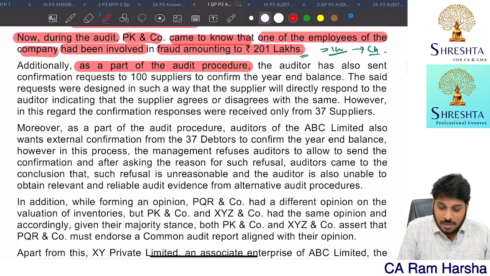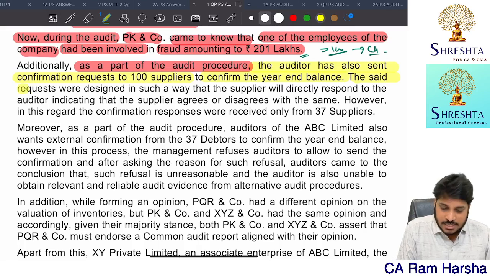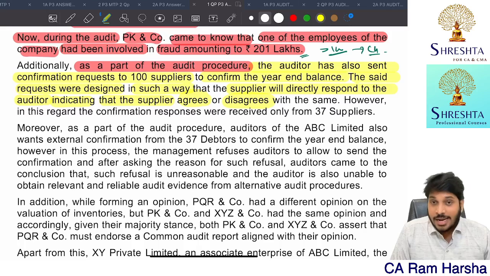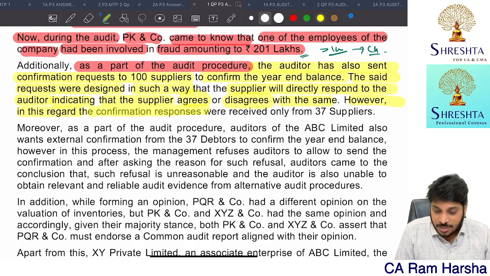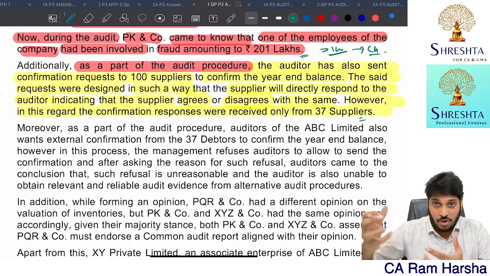Additionally, as a part of audit procedure, the auditor had also sent a confirmation request to 100 suppliers to confirm the year-end outstanding balances. External confirmation. The said requests were designed in such a way that the supplier will directly respond to the auditor, indicating whether the supplier agrees or disagrees. It's a positive confirmation request because either agree or disagree, both they will reply. However, in this regard, confirmation responses were received only from 37 suppliers. Okay, we sent it to 100, but we only received 37.